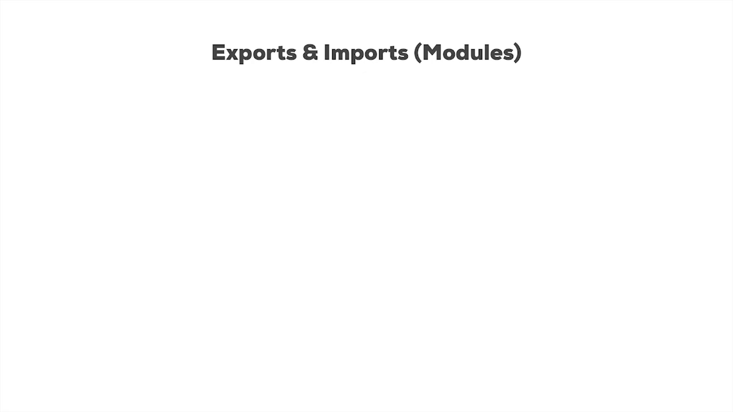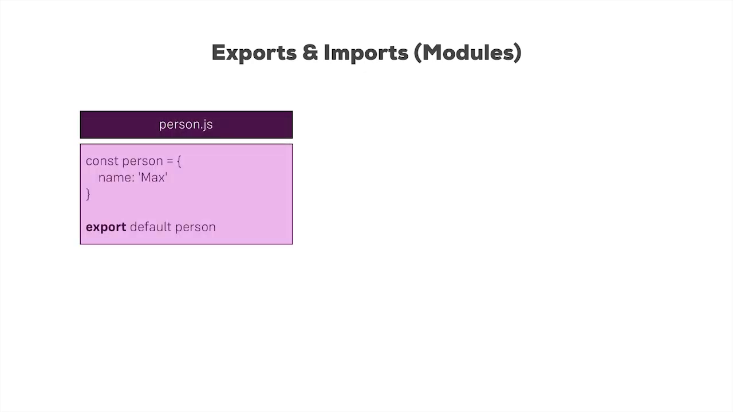It might look like this. We have one file, person.js, and there we have this constant person which stores a JavaScript object. And then this is the interesting part. We export this. The default keyword also is a special keyword, marking this as the default export of this file. And we can then import this somewhere else, and the import statement will be shown in a second.